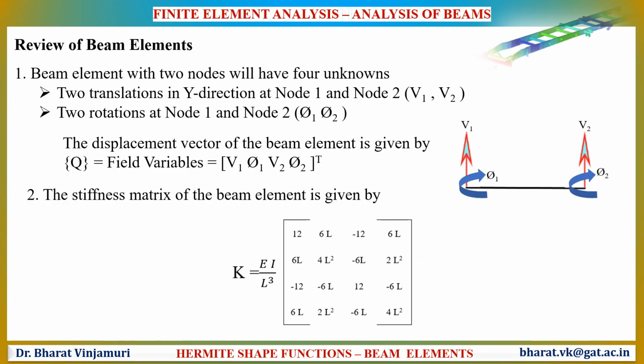Before we go to the session, let us recap the important points in the beams. Beams will have two nodes with 4 degrees of freedom, 2 at each node. There will be 2 translations at node 1 and node 2 and 2 rotations at node 1 and node 2. The stiffness matrix of a beam element is a 4 cross 4 matrix and is given in this equation.